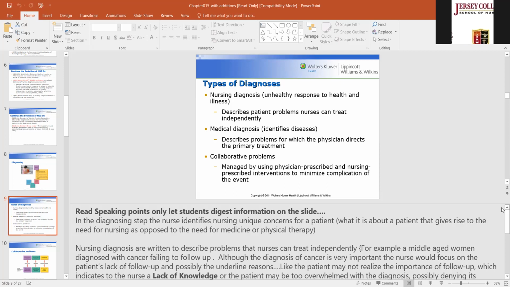With the medical diagnosis, that identifies the problem for which the physician deals with directly. It identifies the actual disease. And you can't put a medical diagnosis in your nursing care plan, so don't try it. Okay, if you're gonna do like risk for aspiration or aspiration, you can put that. That's a nursing diagnosis, but you couldn't put like diabetes mellitus. Okay, that's a medical diagnosis.